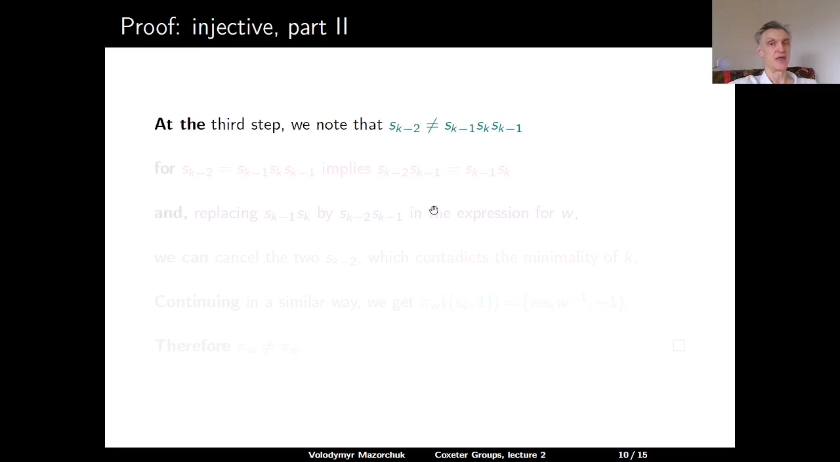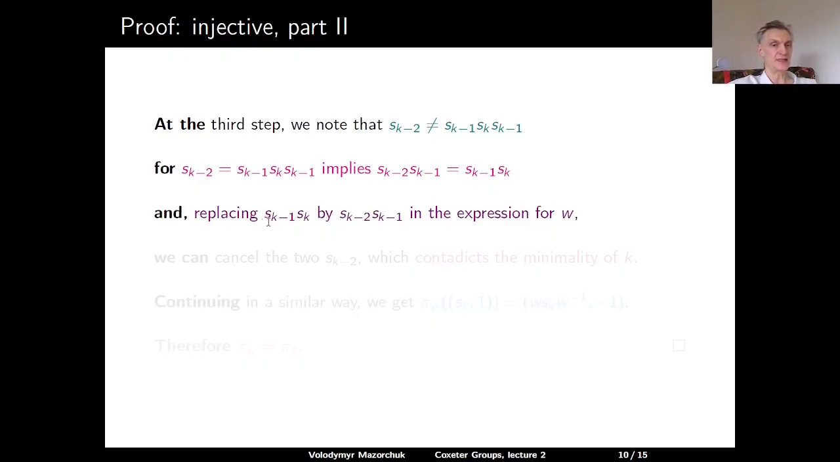Now on the third step, we claim that s(k-2) is different from s(k-1) sk s(k-1). Indeed, if these two elements were the same, then multiplying with s(k-1) on the right, we would get s(k-2) s(k-1) is equal to s(k-1) sk. And now if we replace s(k-1) sk by s(k-2) s(k-1) in the expression of w, we can cancel the two s(k-2)'s which now stay next to each other and reduce the expression for w. So this contradicts the minimality of k.